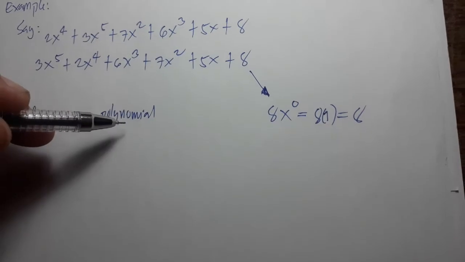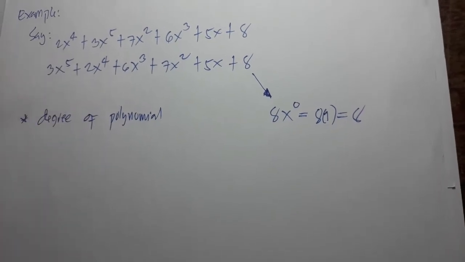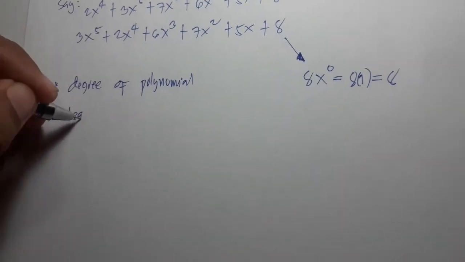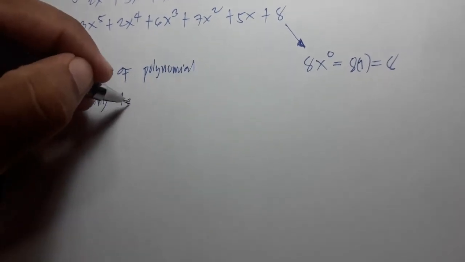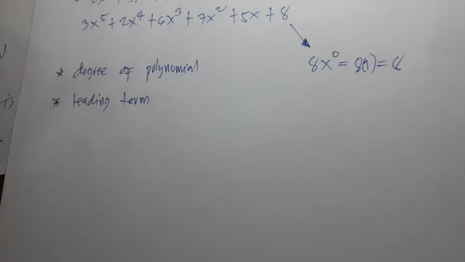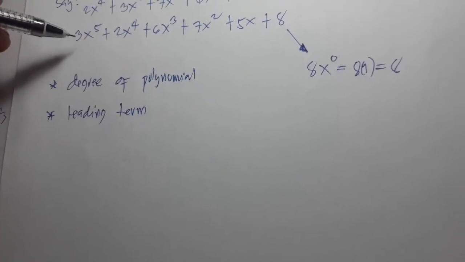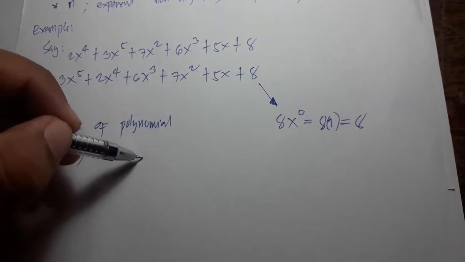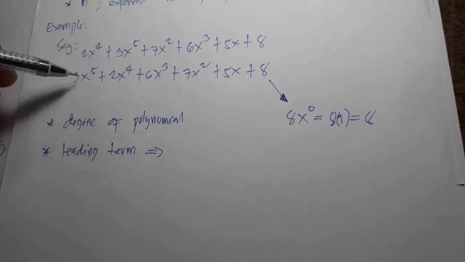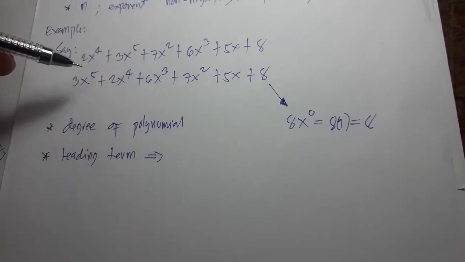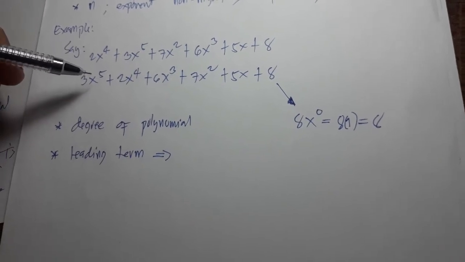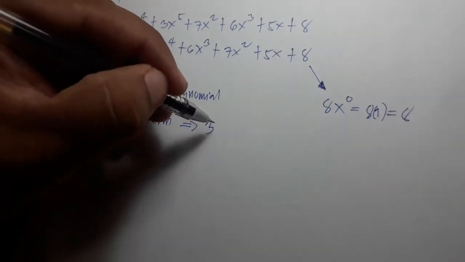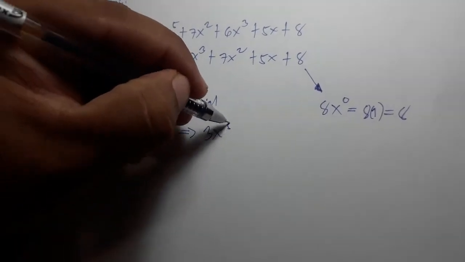The degree of polynomial can be determined from its leading term. So we have another description: leading term. The leading term is the term that has the highest exponent. So in this case, our leading term is what? Out of these terms, the highest power of x is 5. So our leading term is 3x to the power of 5.